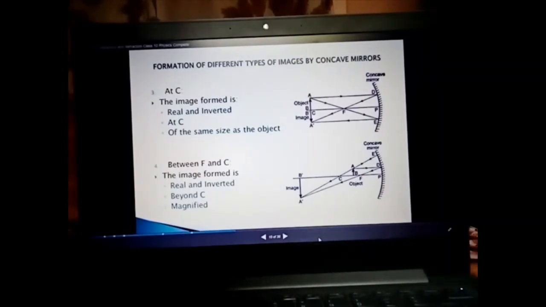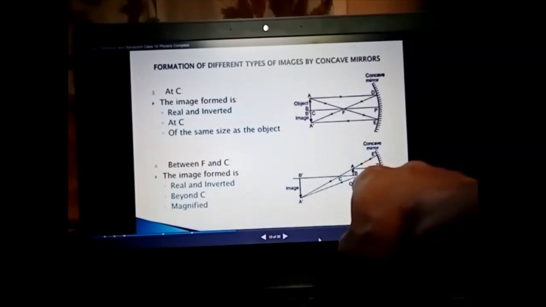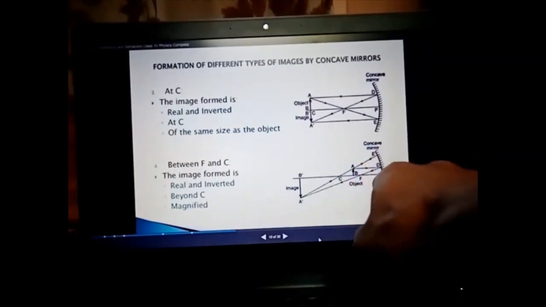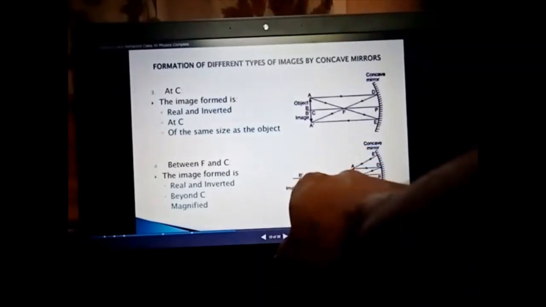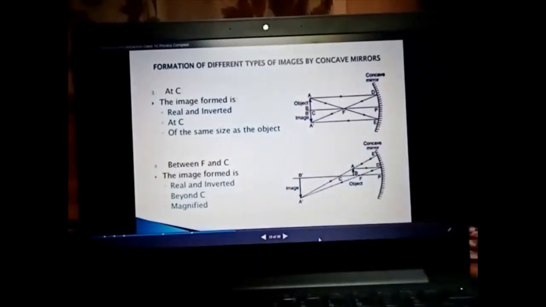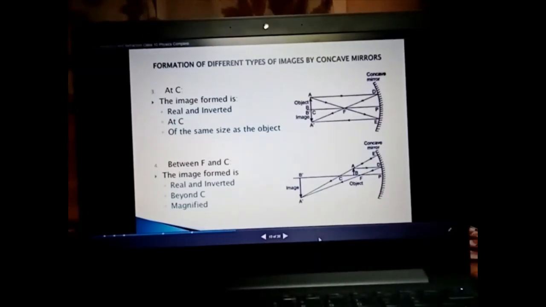Then fourth case is when the object is placed between center of curvature and focus. Then after reflection through concave mirror, the image is formed beyond the center of curvature, that is A dash B dash, and in this the nature of the image is real and inverted. Size of the image is magnified, and it is formed beyond center of curvature. This is the fourth case.